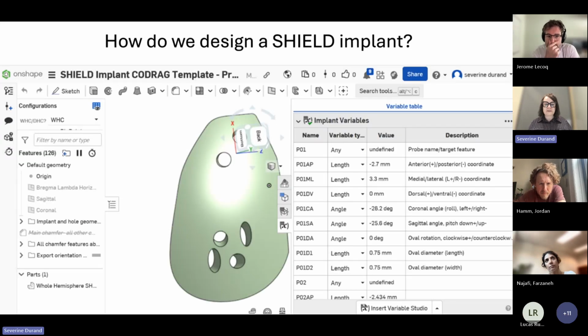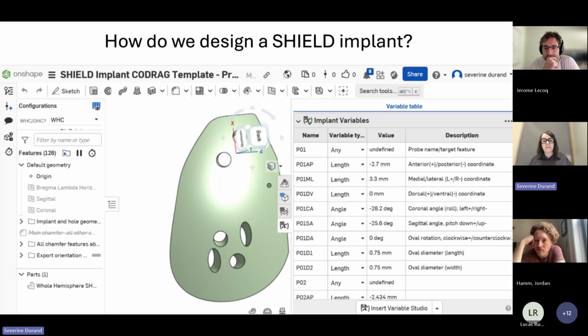So this is a shield implant. It takes a whole hemisphere of the brain, basically. So the craniotomy is, as you can imagine, very big. Then the surgeon inserts this type of implant that is 3D printed, and the material is a kind of resin for 3D printing.